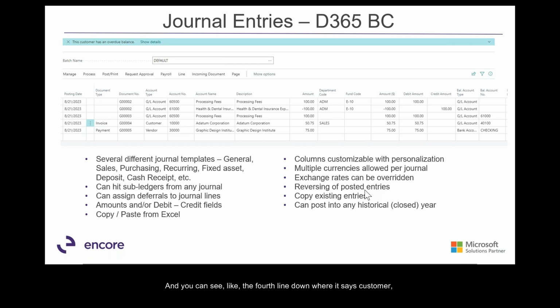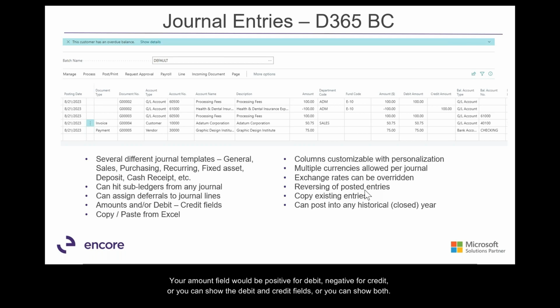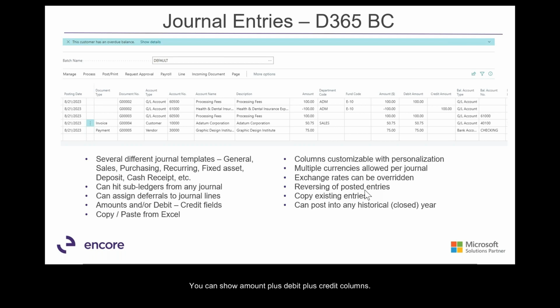You can see on the fourth line down where it says customer, that means we're hitting the customer ledger directly. It'll hit the AR account as well as that customer. The last line there will hit the vendor account, so it's hitting the vendor account as well as AP. You have a choice. You have what's called an amount field, which would be positive for debit, negative for credit, or you can show the debit and credit fields, or you can show both. You can show amount plus debit plus credit columns.